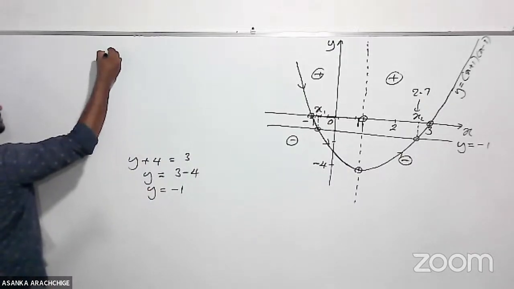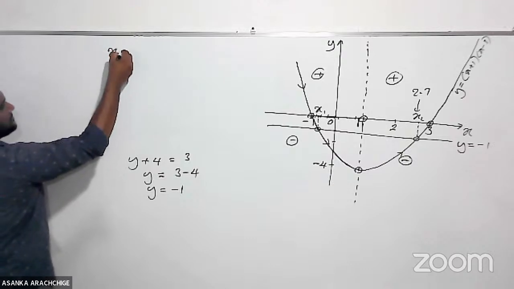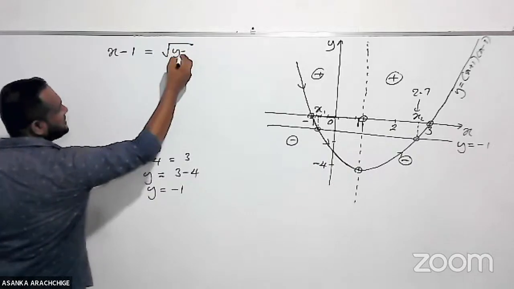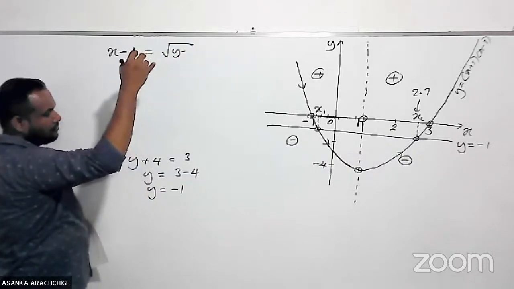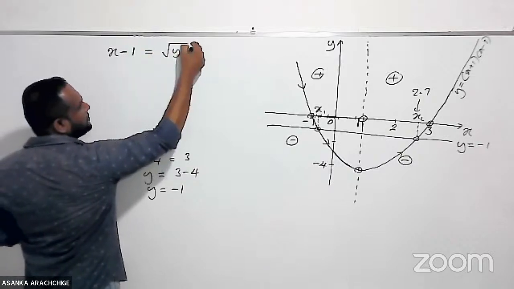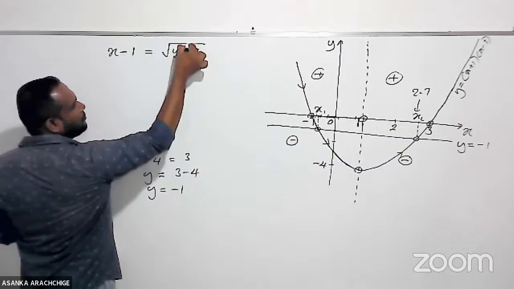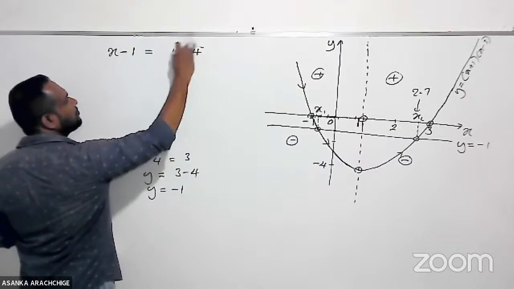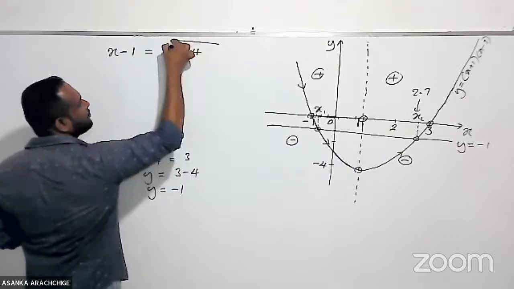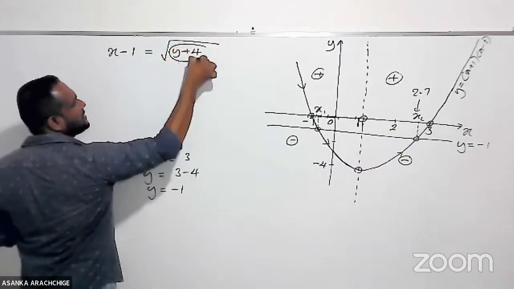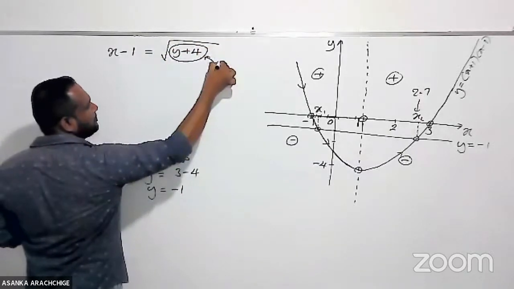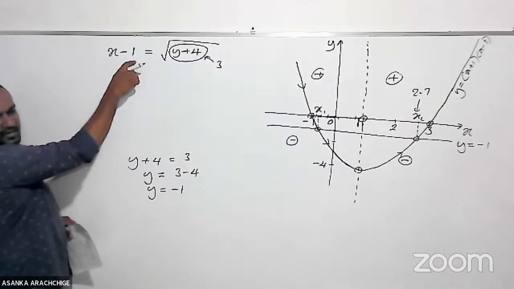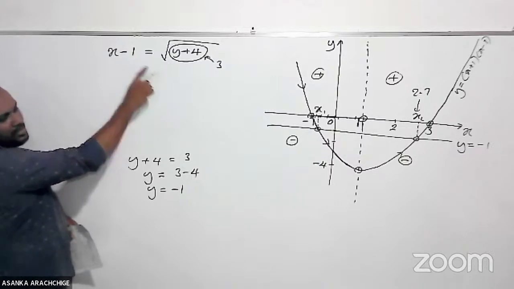Look, we got this relationship, no? x minus 1 is equal to y minus what? y plus 4. Therefore, when this part becomes 3, we can get the square root of 3 from x minus 1. Then what is the x coordinate?